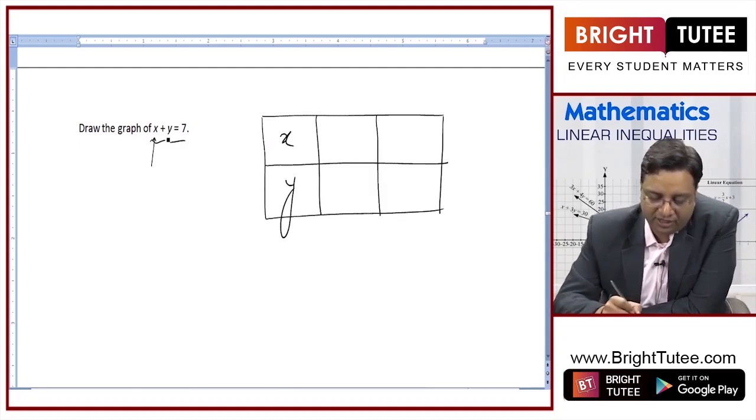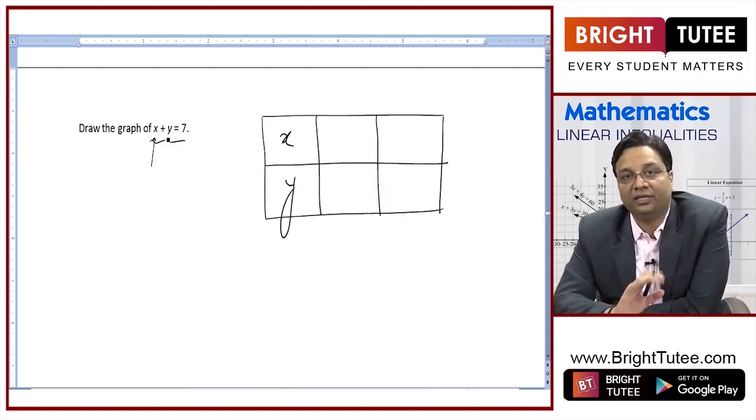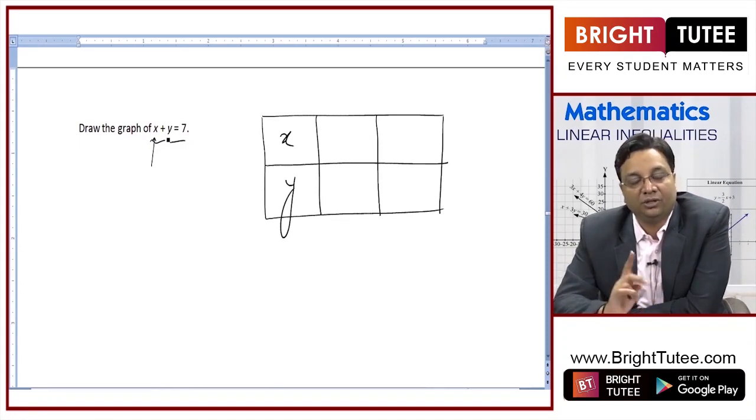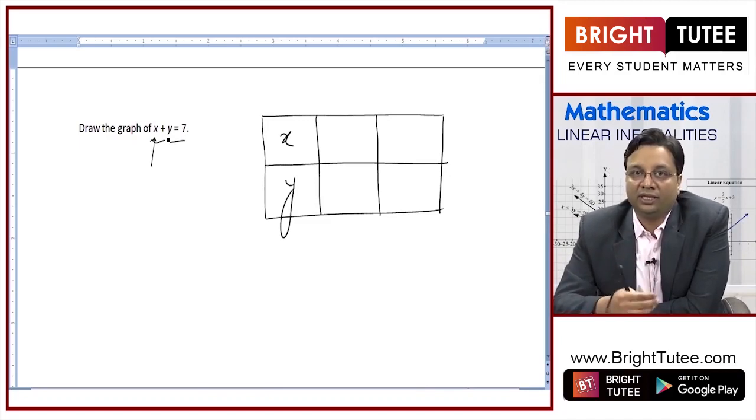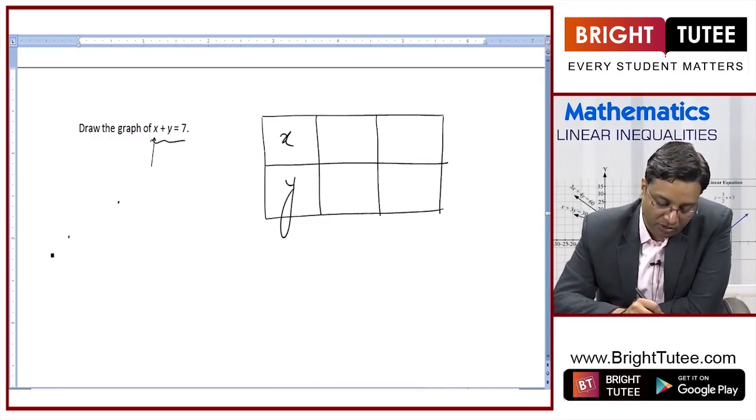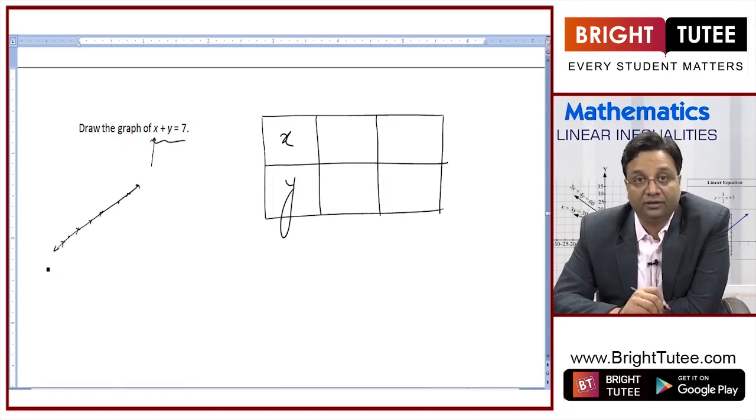How many coordinates do you require to draw the graph of a linear equation in two variables? You require at least 2 coordinates. If you get the coordinates of at least 2 points, you can draw the graph because you need 2 points to draw a unique line. The rest of the points you do not need to draw the graph. So you need at least 2 points.